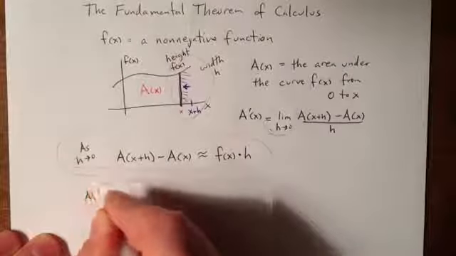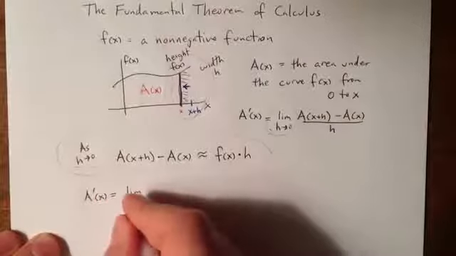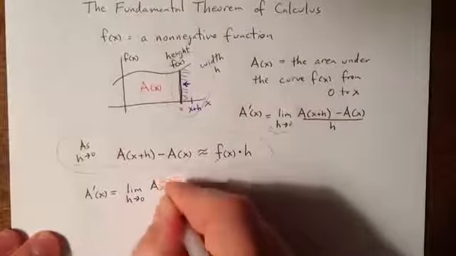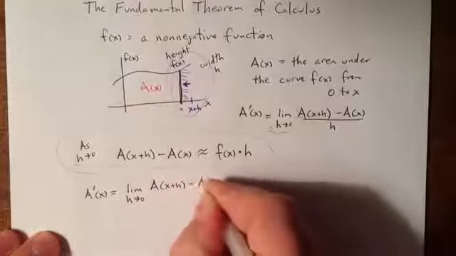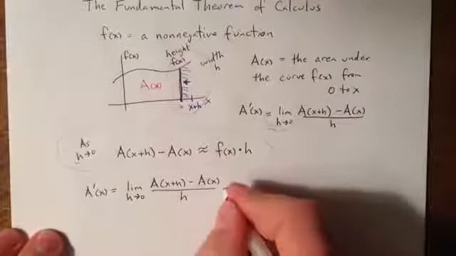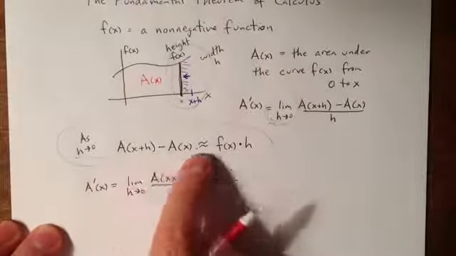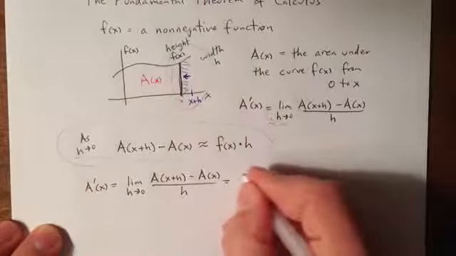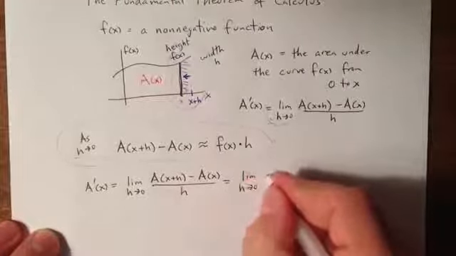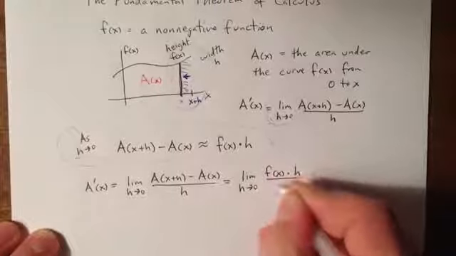Well, let's put that together. So A prime of x, the derivative of this area function, is the limit as h goes to 0 of A of x plus h minus A of x divided by h. But if you believe what I just said, as h gets closer and closer to 0, this numerator is going to become more and more like f of x times h, over h.